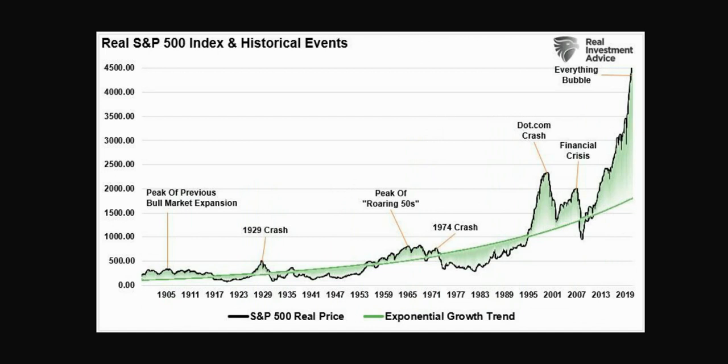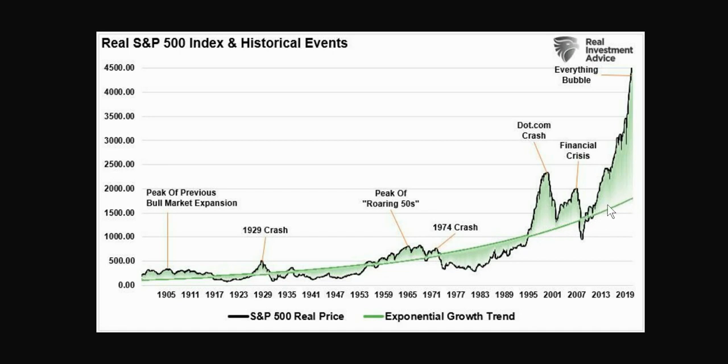Chart number 3, real S&P 500 index and historical events. And so we have an exponential growth trend. So it's not a straight line, but going back to about 1900 or so, you have a curved line, but it's exponential, and it is a pretty good trend line. They don't always have to be straight. Look at that, okay? So yeah, it's going up.